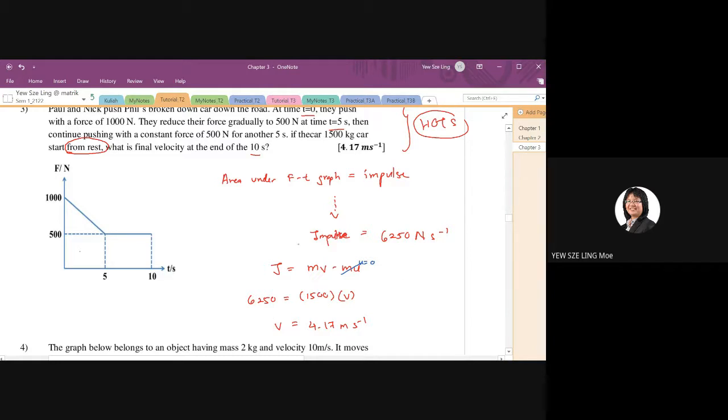Okay, so 1 minute for you to complete this question. If you are done, then you can try question 4.